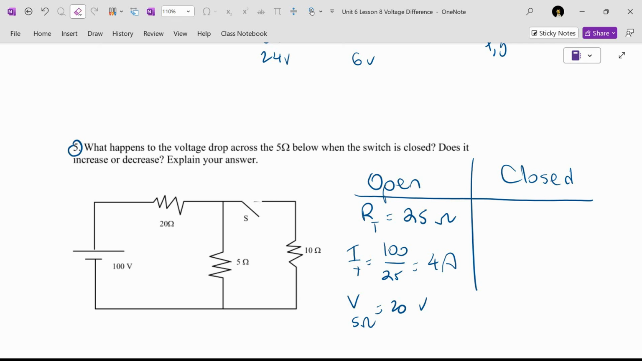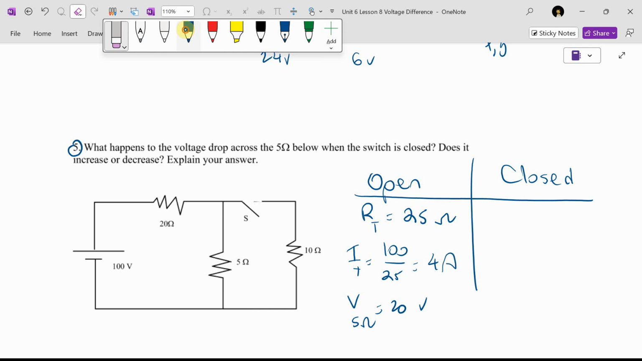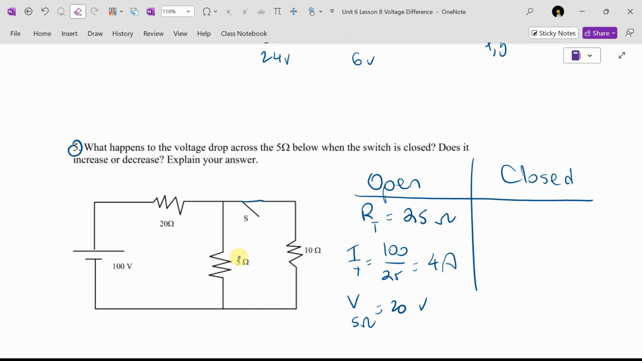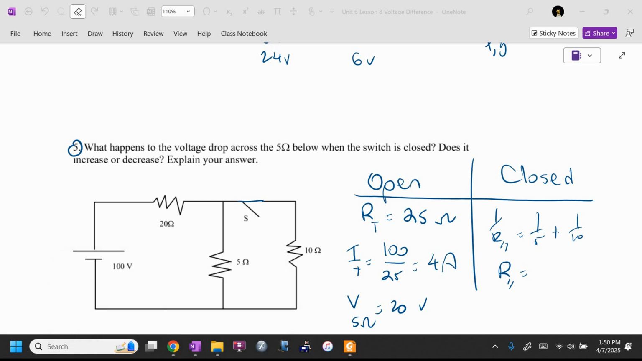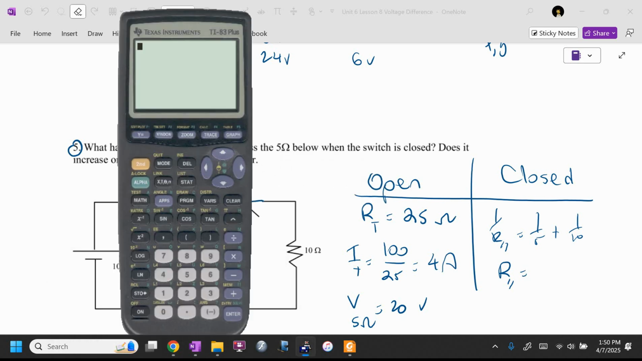Let's resolve this. Now we have, when the switch is closed, 2 resistors in parallel. 1 over R parallel is 1 over 5 plus 1 over 10. R parallel is going to be, I think it's going to be a decimal. I think it's going to be 3.3, but don't quote me on that. I got to try this. 5 reciprocal plus 10 reciprocal equals reciprocal. Yeah, 3.33 ohms.